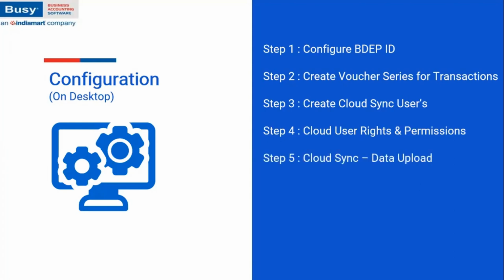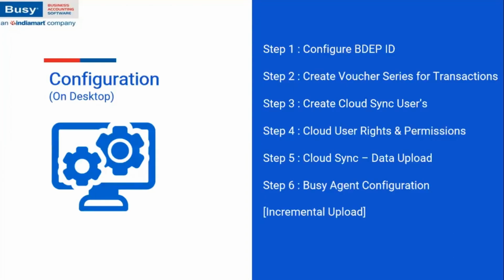And step number five is cloud sync data upload. After completion of all the configurations, we have to upload the desktop software data into the cloud. That is called bulk data upload. Then configure the Busy Agent configuration and enable the incremental upload. That incremental upload provision is available in Busy Agent, and you can enable it. So this is the configuration in desktop Busy software.